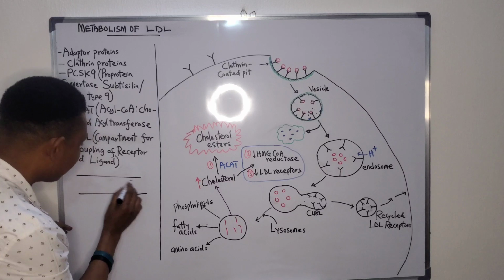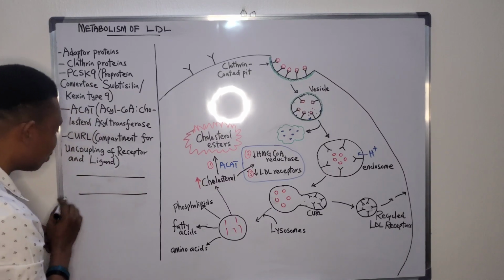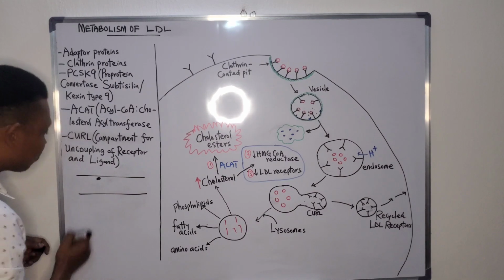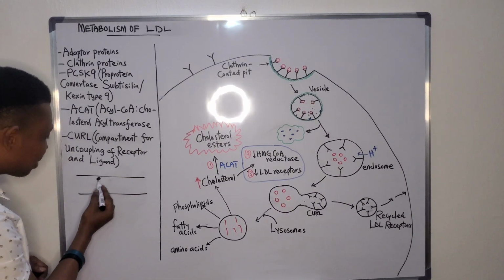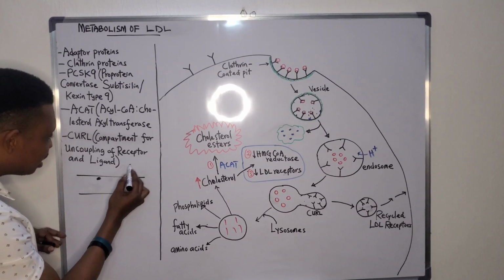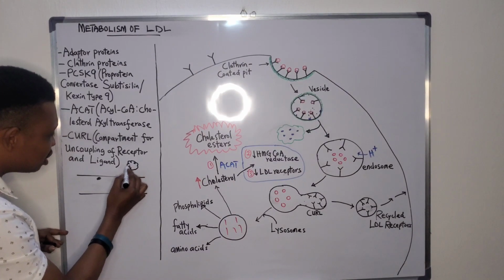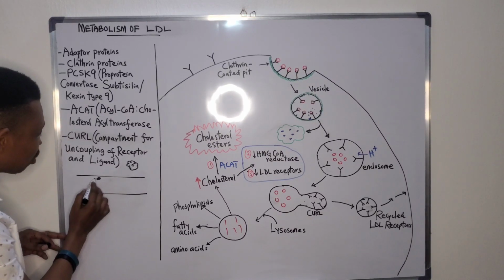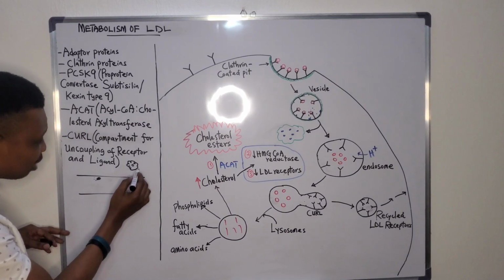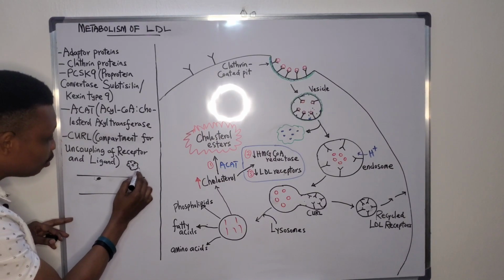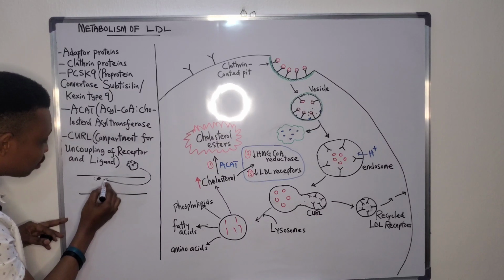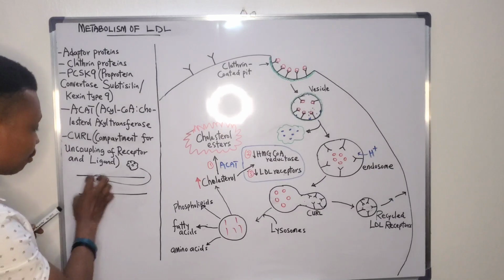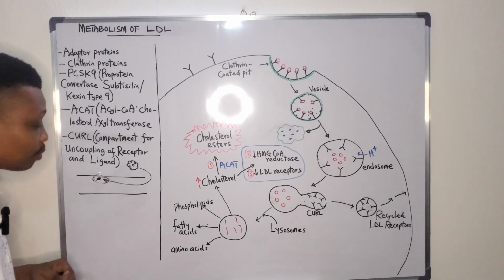Let's assume this is a capillary. This is a capillary wall. And then there is an LDL particle here. And then let's assume this LDL particle becomes oxidized. And then in the circulation, there are macrophages that flow freely. Now, immediately this becomes oxidized, the macrophages from the circulation will flow into the capillary and engulf it, which is actually a good thing.